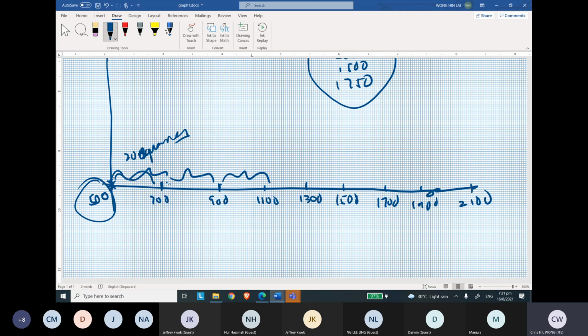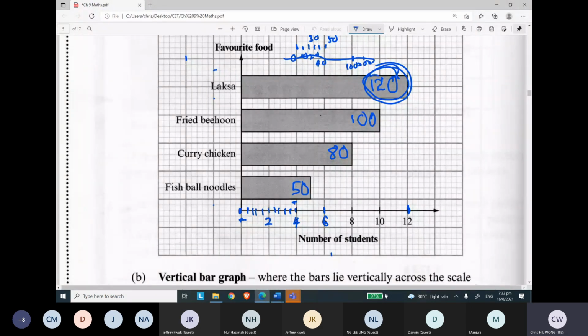So you can see you don't really need to start from zero. Do you notice that? You don't have to start from zero if you want to. Now you understand how I draw a graph. The graph is up to you to draw. You must be able to draw a graph to represent the data, as long as you make it a proper graph. Okay, this is a very simple graph.